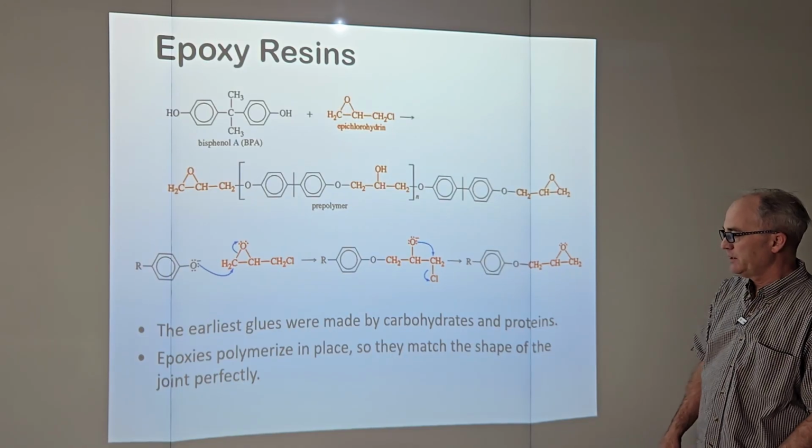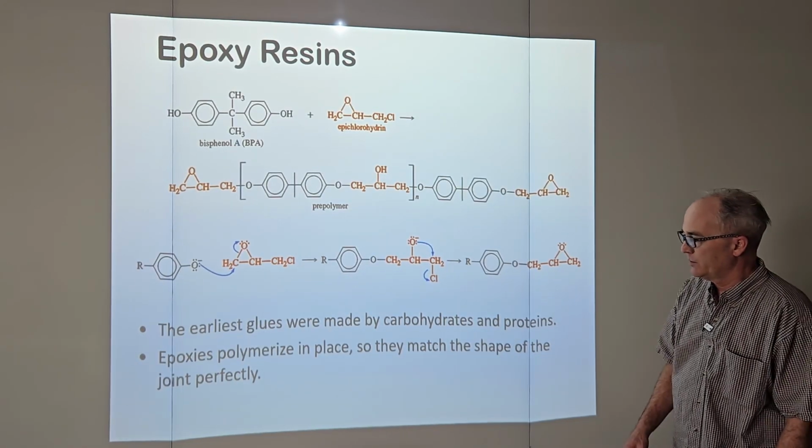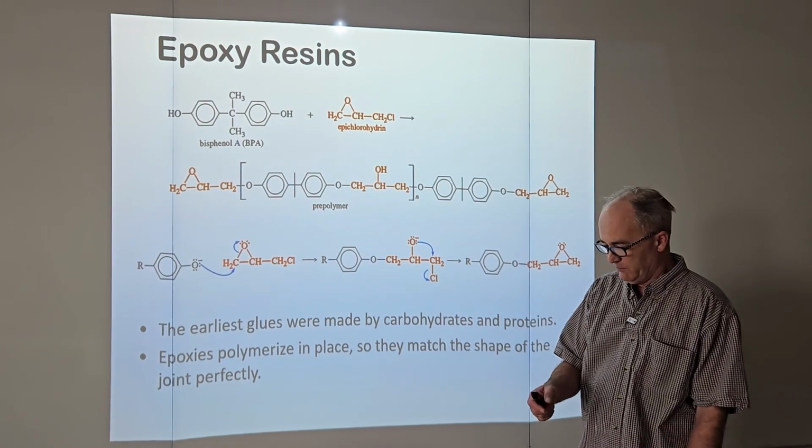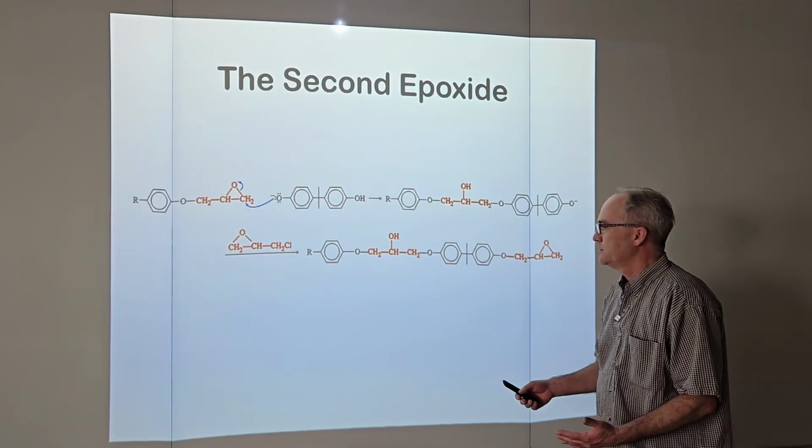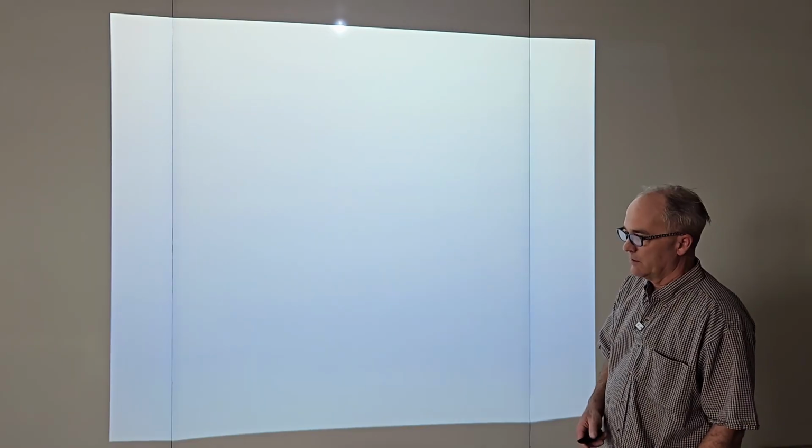Epoxides polymerize in place so they match the shape of the joint perfectly. Or you can make a big welded type bead with epoxy resins. And these things add and do their thing.